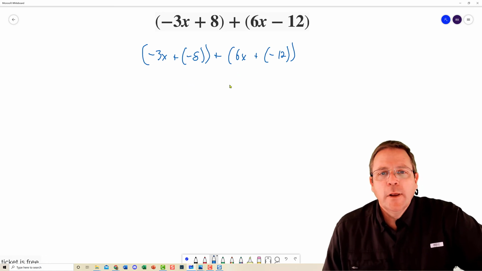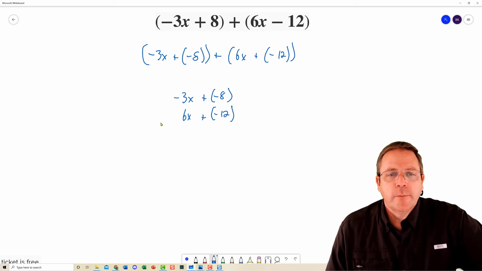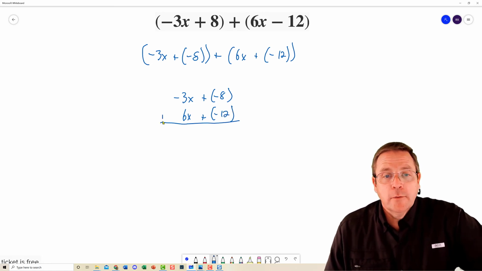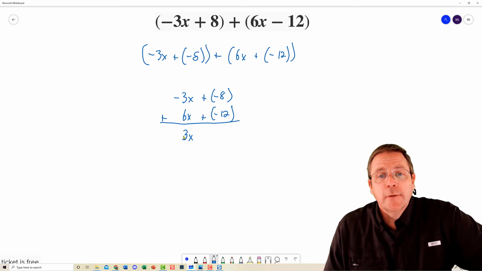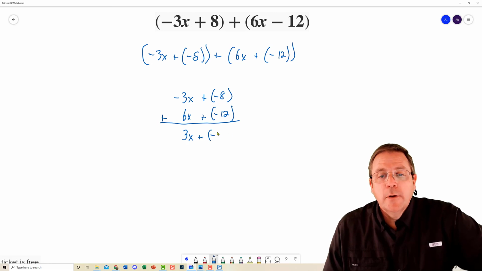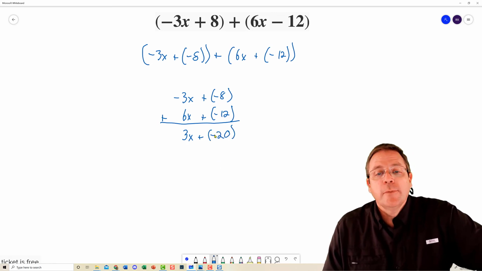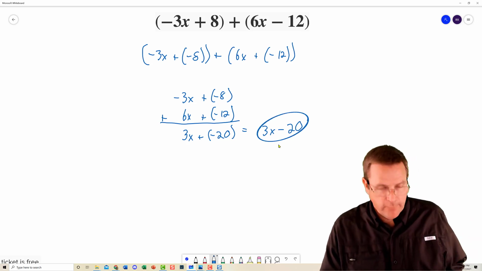From there, I'm going to take and realign these. So I'm going to have negative 3x plus a negative 8, and I'm going to have 6x plus a negative 12. Put my line in, negative 3x plus a positive 6x. The signs are different. Find the difference with the sign of the larger number going in front of your answer. That gives you 3x. And then right here, my signs are the same. Find the sum with the sign of the larger number going in front of your answer. That gives you negative 20. Last step, make that ugly problem pretty. 3x minus 20. That should be your final answer.